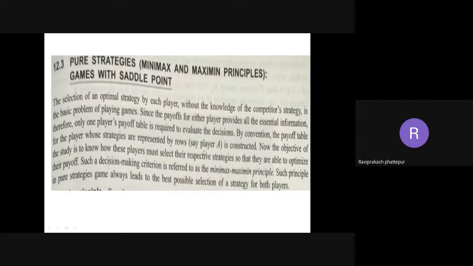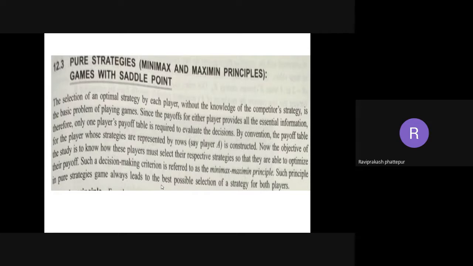So one person will be in the row and the other person will be in the column. So rows, for example, say player A, is constructed. Now the objective of the study is to know how these players must select their respective strategies so that they are able to optimize their payoff. Such a decision making criterion is referred to as the minimax maximin principle. Such a principle in pure strategy games always leads to the best possible selection of strategy for both players. That means we are maximizing the profit and minimizing the losses.